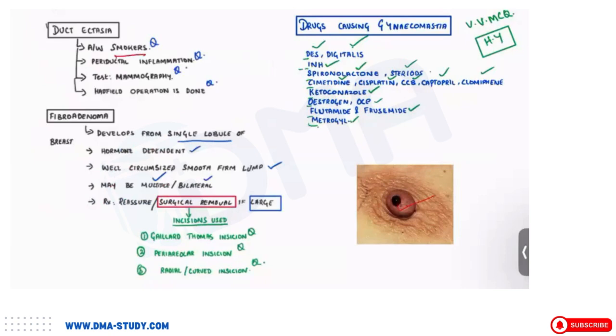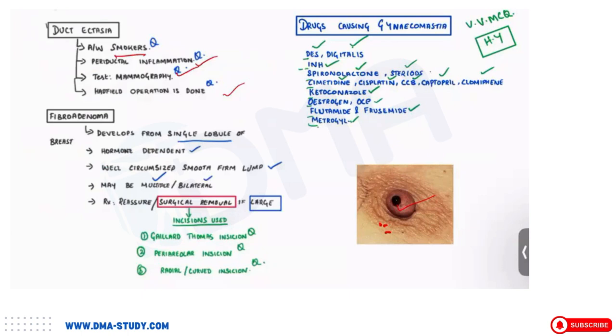Okay, so we see the duct ectasia, greenish discharge associated with the smokers. Periductal inflammation will be there. You may do the mammography and you may do the hand-filled operation. 3 years back, I had this duct ectasia case. Very rare. Maybe for me it's rare because I'm a physician, but the plastic surgeon or the general surgeon may get more cases.